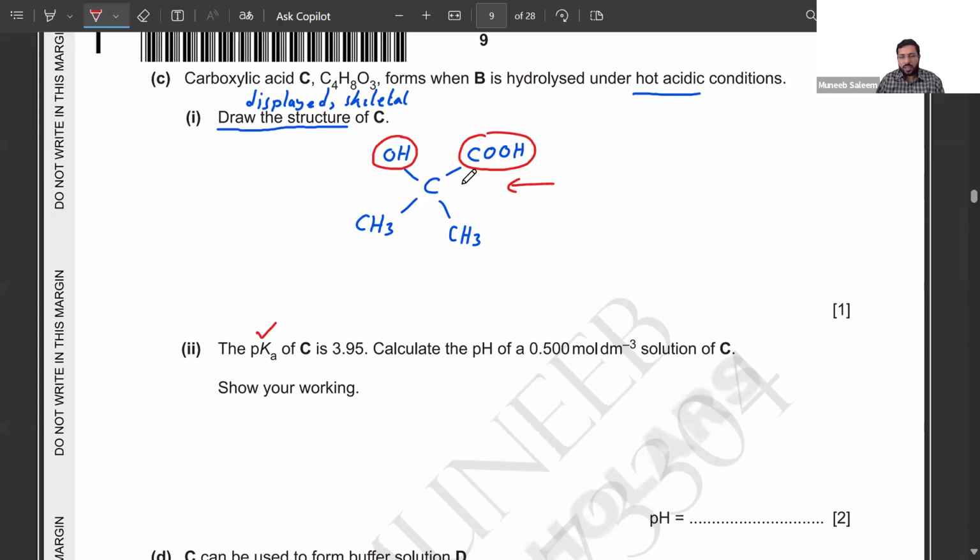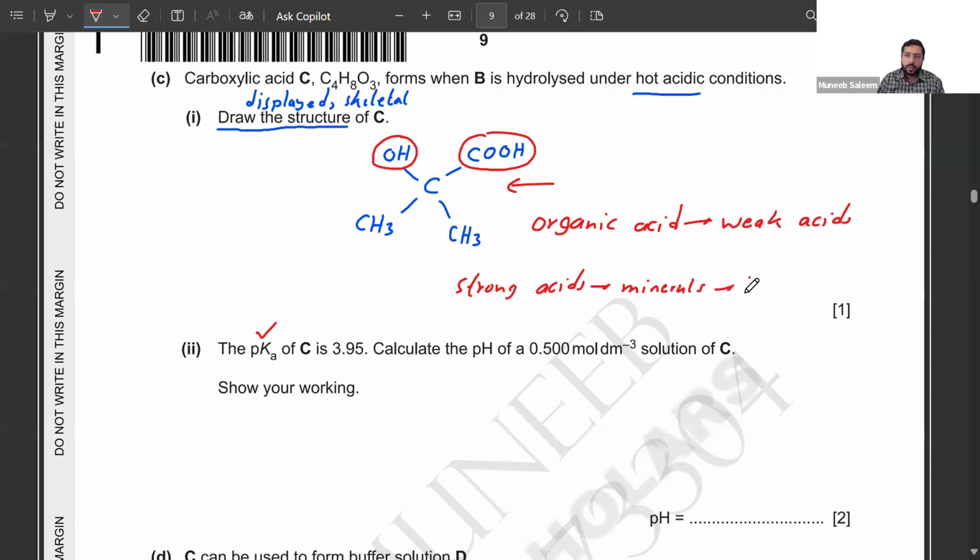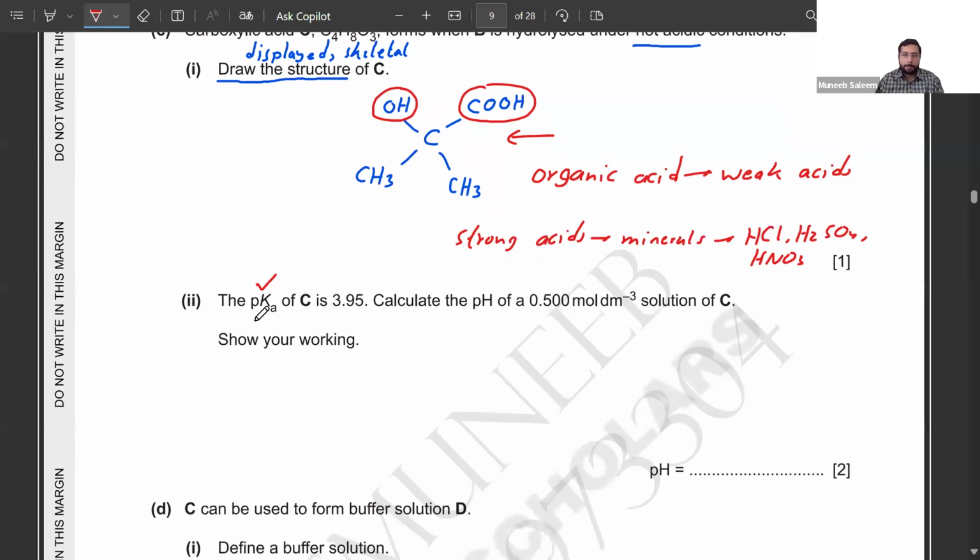Now, you can see that this is basically an organic acid, and we know that all organic acids are weak acids. That's clear. These are weak acids, whereas strong acids are basically the mineral acids. For example, we know about HCl, sulfuric acid, nitric acid, etc. These are all strong acids. So we have to consider the formulae which are associated with organic acids.